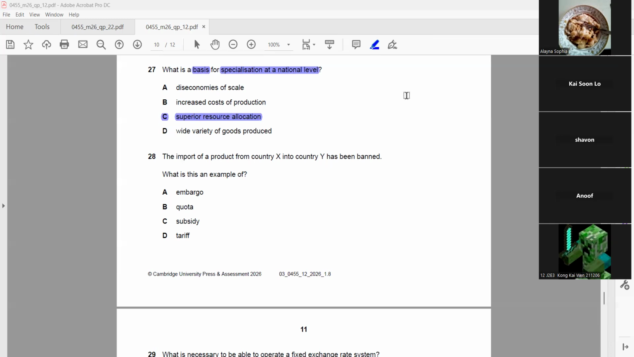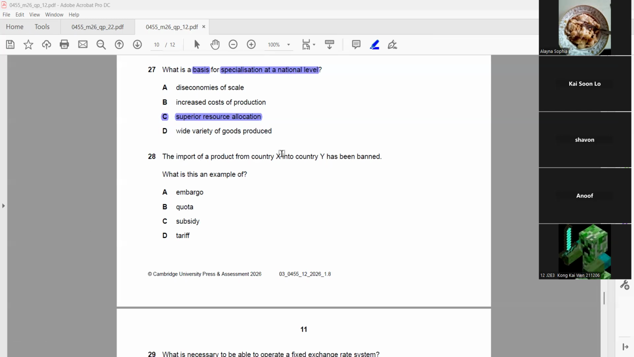So they focus on what they're good at and they produce that, and whatever surplus will be sold to other countries in the form of exports. So that will encourage international specialization. Every country focuses on what they're good at, and the rest will be imported. Okay, so the answer is C.